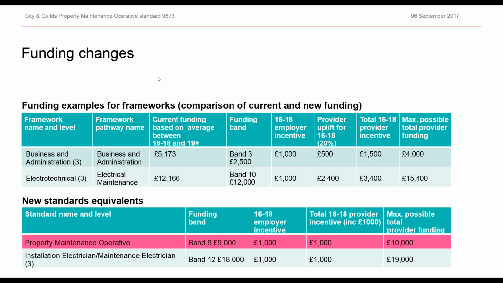So the funding. Obviously it's very interesting when you're looking to deliver this qualification and standard to look at the funding bands associated with these new standards. And this is the one for property maintenance, as you can see on the screen now. So it's part of Band 9, which is worth £9,000. There are some incentive payments associated with the age of the candidate that you may recruit. So you could have an uplift of £1,000 for yourself and the employer. So there's a maximum total of funding for you as a provider of £10,000.